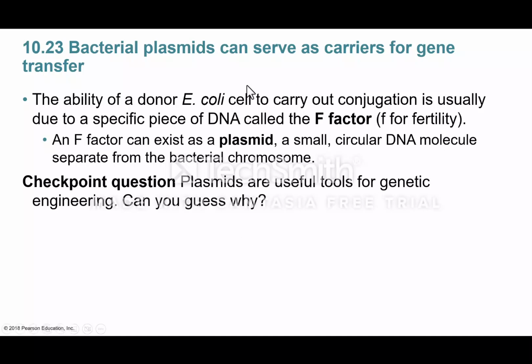So typically we use E. coli, which is just a really great basic bacteria, to carry out conjugation. It is due to something called an F factor. And I don't necessarily care that you know F factor, but I do care that you know it is a plasmid. And a plasmid is a small circular piece of DNA that is separate from the actual bacterial chromosome, which is a large circular piece.